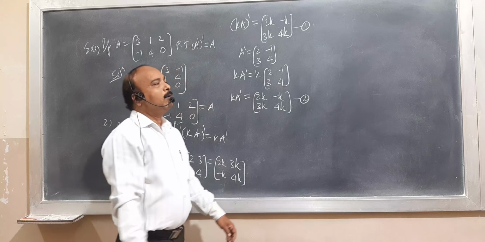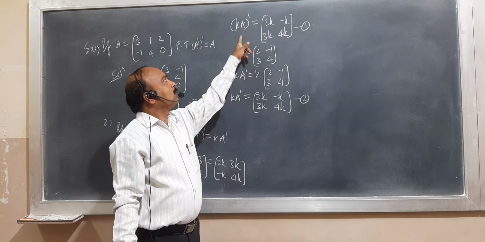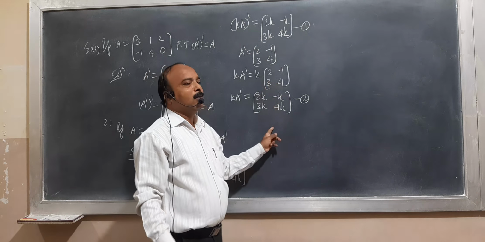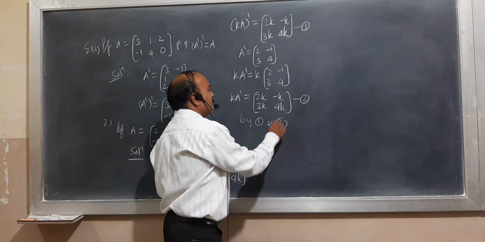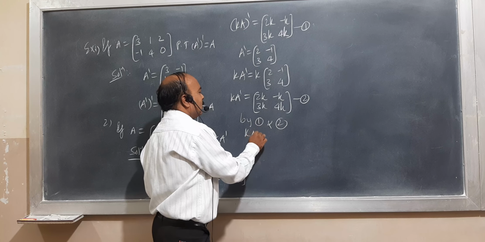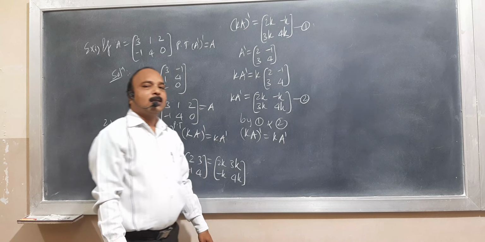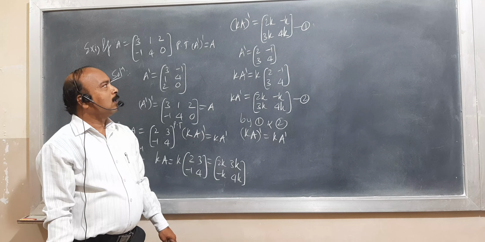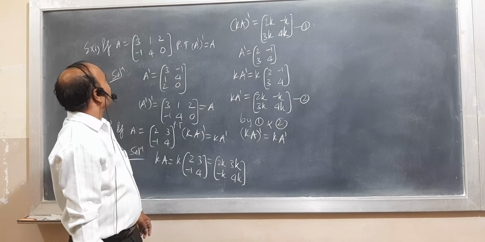Now you observe from 1 and 2 that the left hand side and right hand side are equal. Therefore, by 1 and 2, we conclude that (KA) dash equals K into A dash. It is the property of scalar multiplication along with transpose. Next, we go for another example.